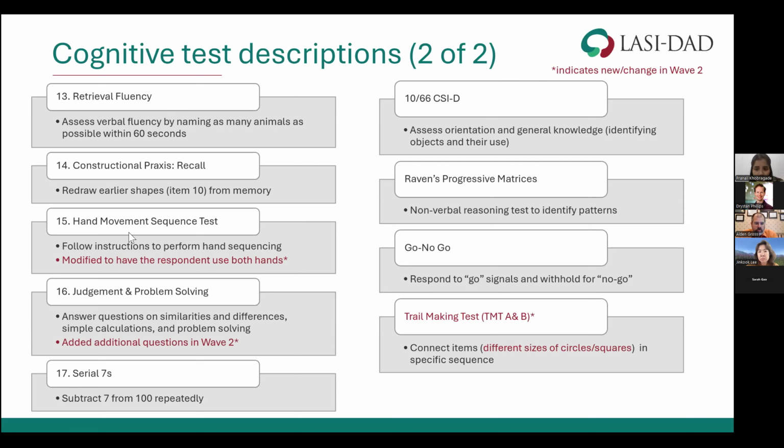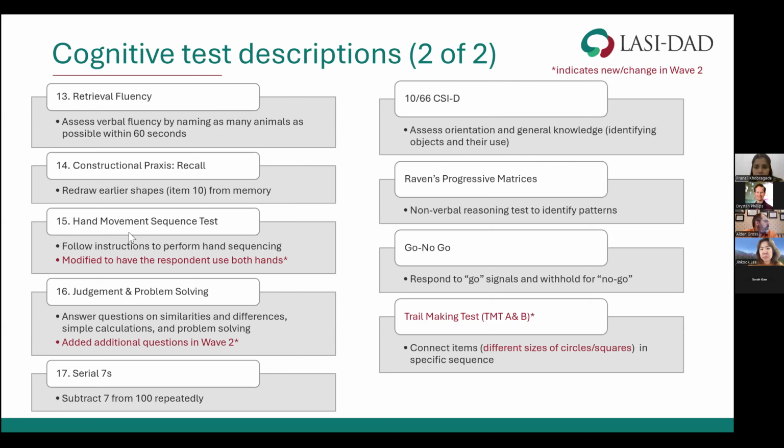Then for judgment and problem solving, we evaluate reasoning skills through questions on similarity, differences. There are simple calculations and real world problem solving questions. This module was expanded in wave 2. We included additional questions on difference, like what is the difference between stone and potato? What is the similarity between table and chair? And 3 additional questions on calculation, and a question on assessing the problem solving capacity, which was like what to do if it started raining heavily when you were out.